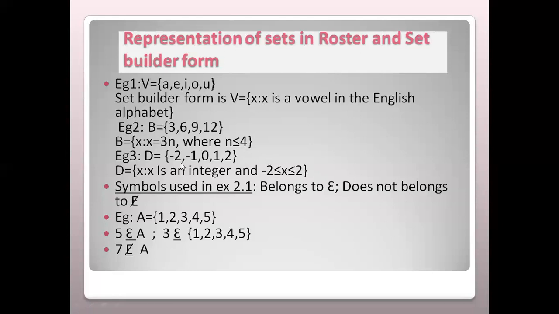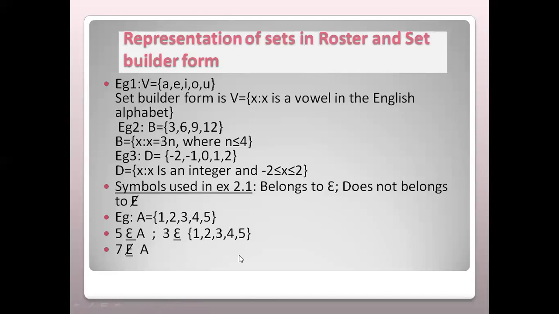Now the third example. D is equal to minus 2, minus 1, 0, 1 and 2. How is this going to be represented in set builder form? See, D is equal to x such that, what are these: minus 2, minus 1, 0, 1, 2? These are all integers. So x is an integer. What is the limit of these integers, up to where the integers in the set go? Minus 2 to plus 2. That's why x is lying between minus 2 and plus 2.